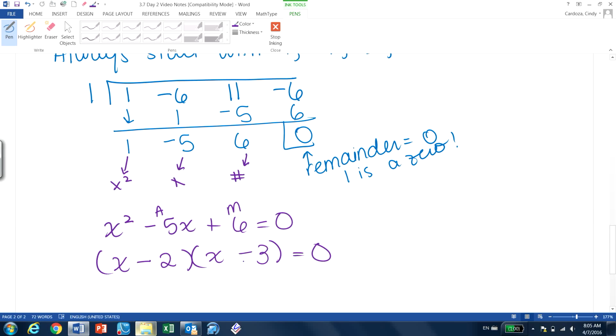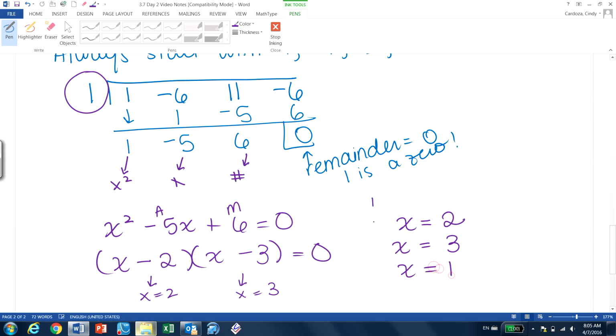Okay? So all of the zeros of the function are x equals 2, x equals 3, and don't forget, I need one last x-intercept, x equals 1. That's the first one we tested, okay?